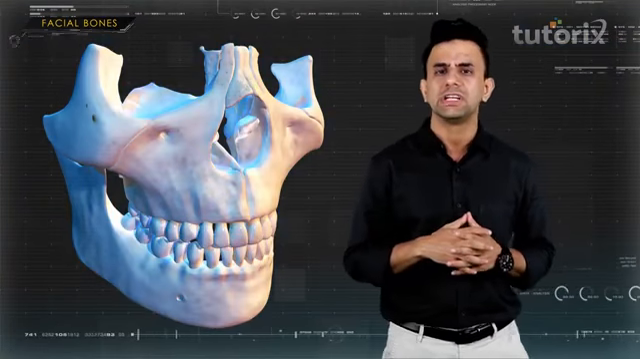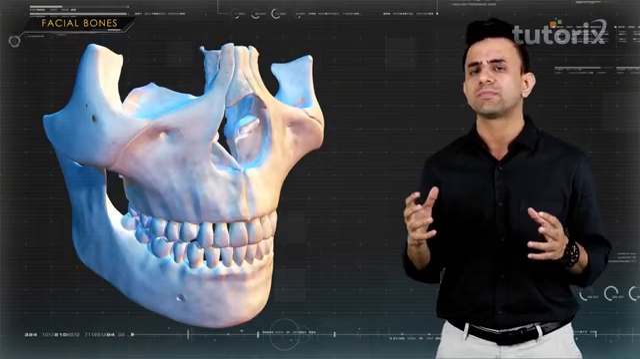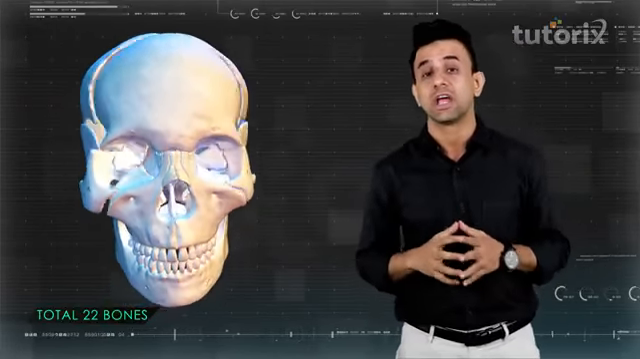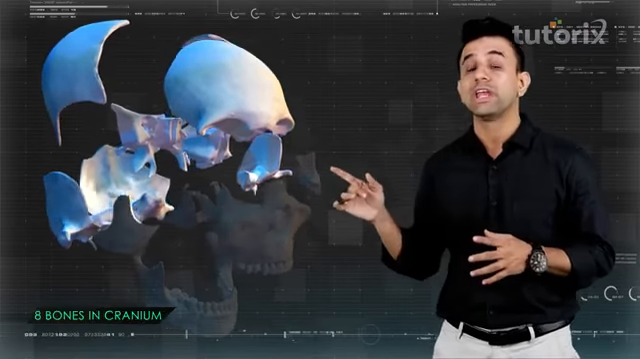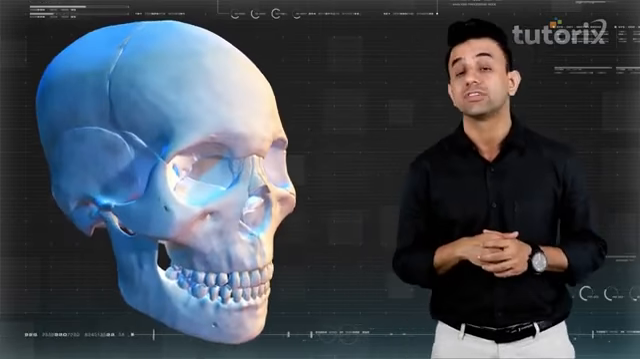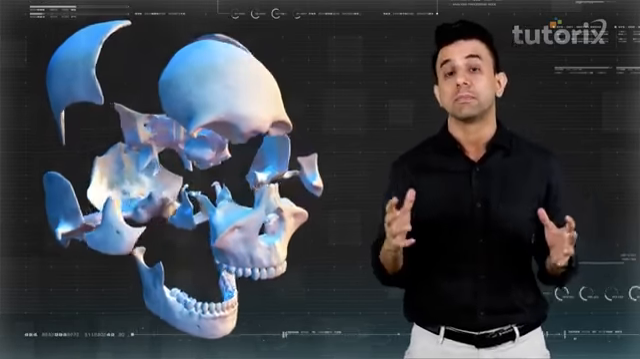Well friends, we have talked in detail about all the 14 bones present in our face. And not only this, we even talked about the bones present in our cranium, and hence we can appreciate now all the 22 bones present in our skull, that is 8 bones in our cranium and 14 bones in our facial skeleton. So on this note, let's conclude the session, but before that, let's summarize the important points.